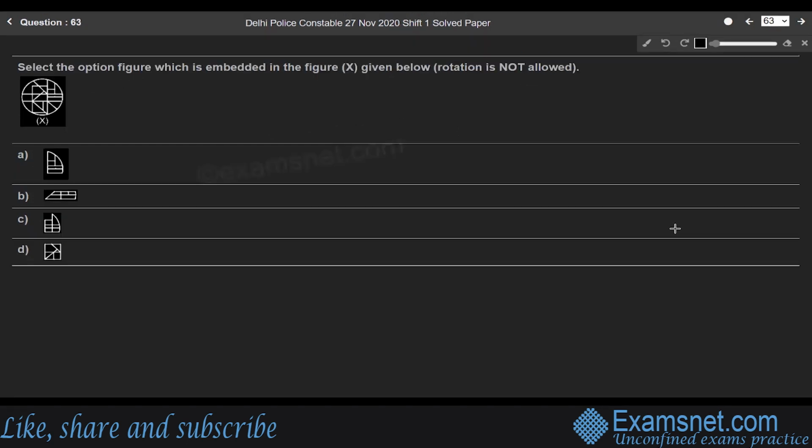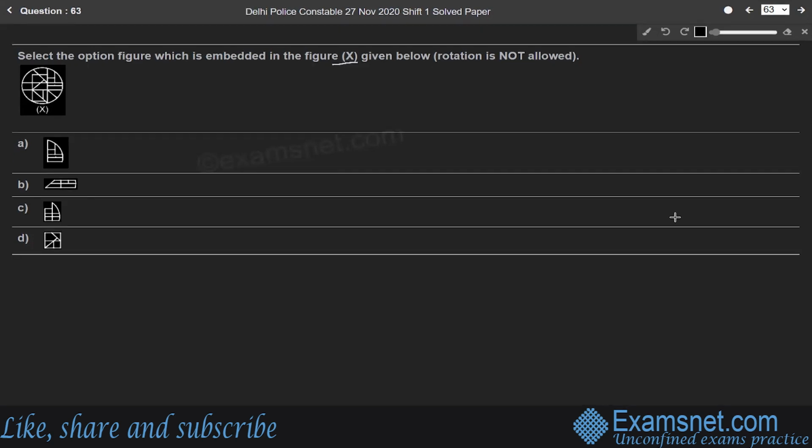Question 63. Select the option figure which is embedded in the given figure X given below. Rotation is not allowed. So here in the given figure X, this portion is embedded. Therefore, option A. So clearly it can be seen here. So option A is the right answer.